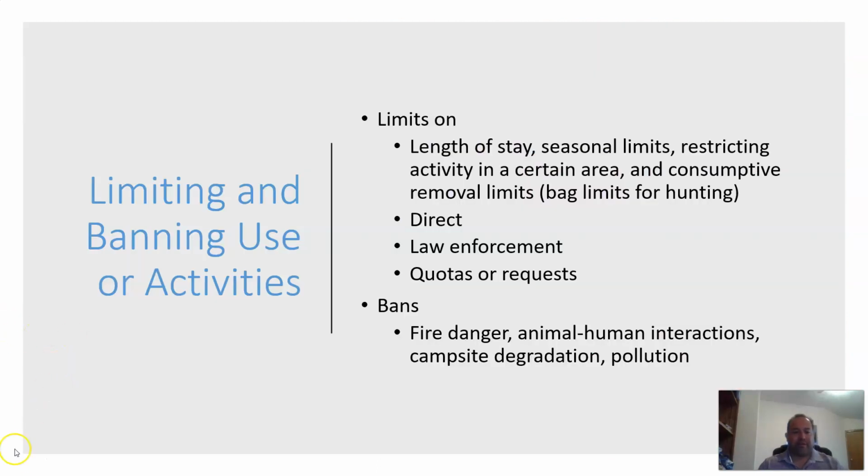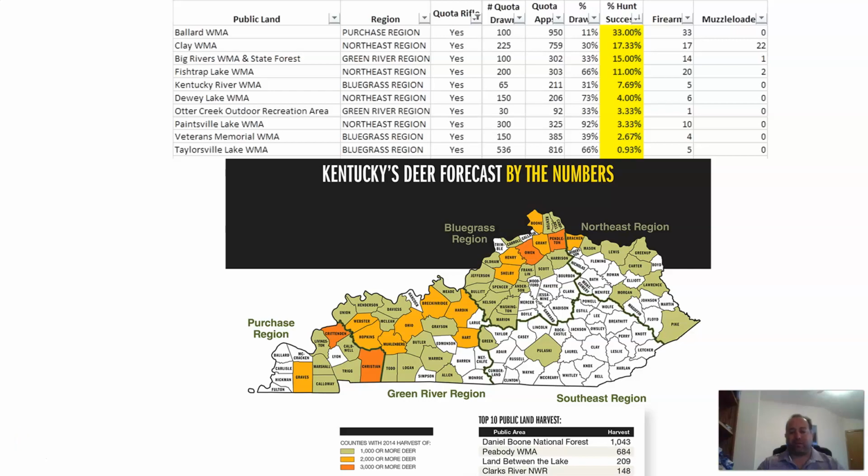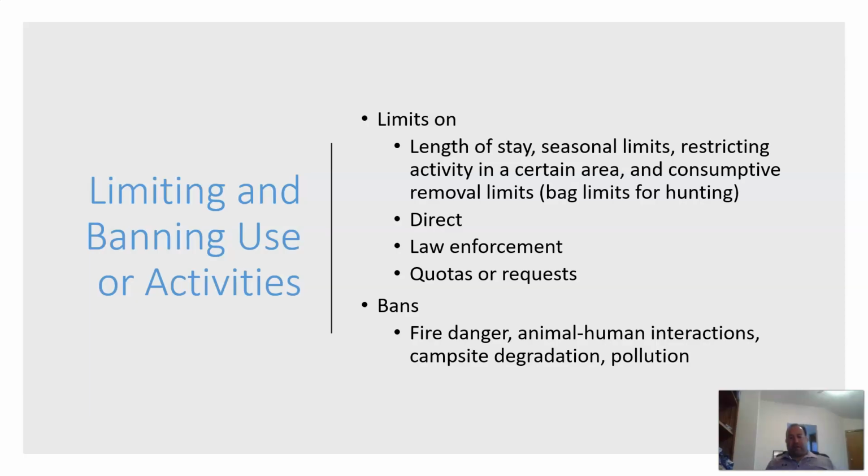In terms of limiting or banning use, you can put limits on all sorts of things. The length of stay, in terms of if people were camping, you might have seasonal limits. So this is what can happen in the winter, but once it's not winter, don't do this anymore. Like going out and playing ice hockey. Not going to work when it's the middle of summer in some places. It might work in the middle of summer in some places, but some places it won't.